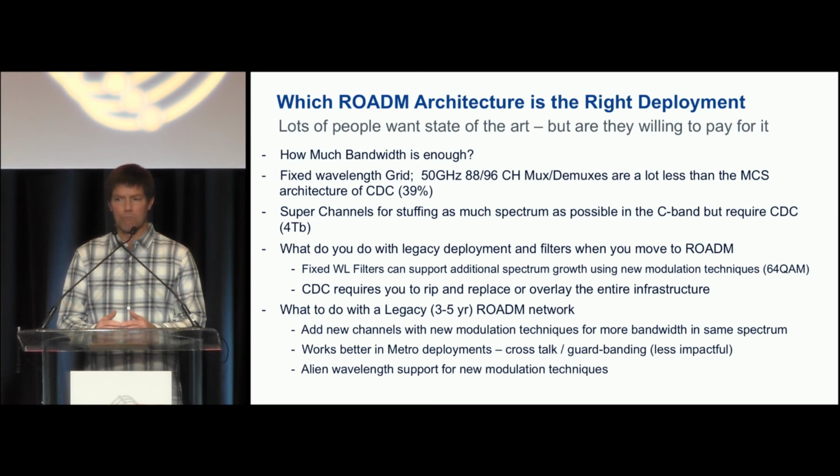Super channel is also, again, something great for spectral density, but if you don't have a need to have a channel that is tightly coupled, 2 to 4 to 8 channels into a very, very tight amount of spectrum to maximize the number of channels and the total bandwidth in the fiber, in this case adding about 4 terabits of capacity to a given pair of fibers, then probably not worth spending the money to have FlexGrid.